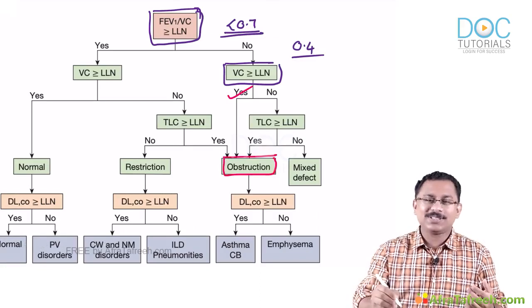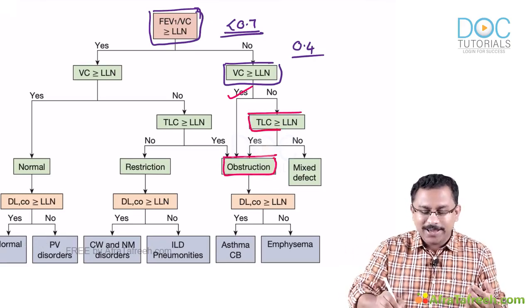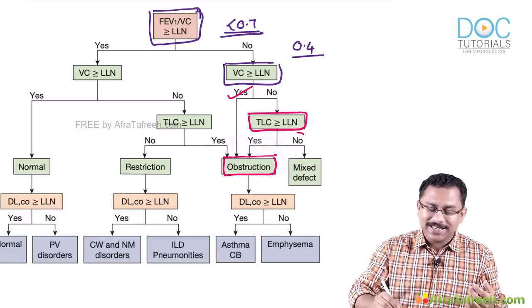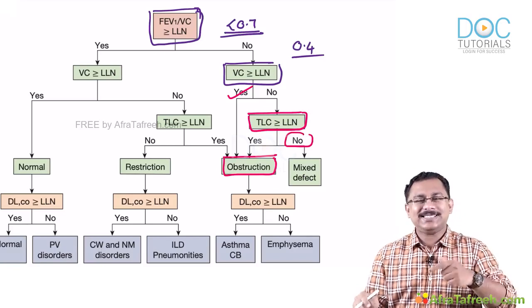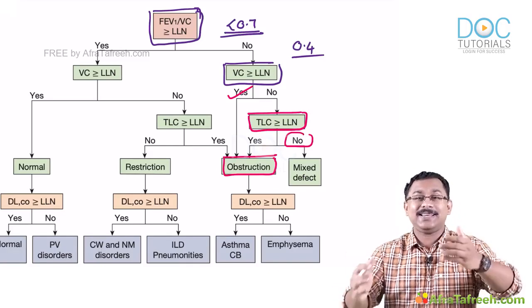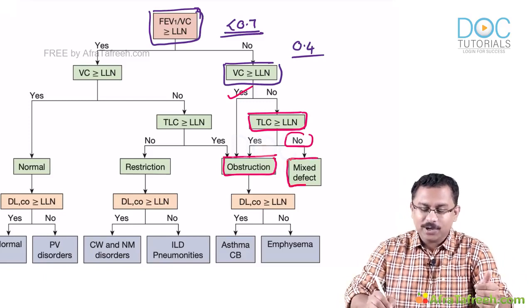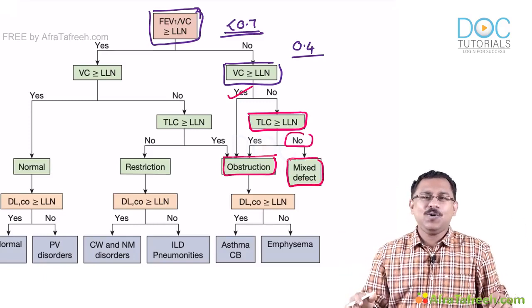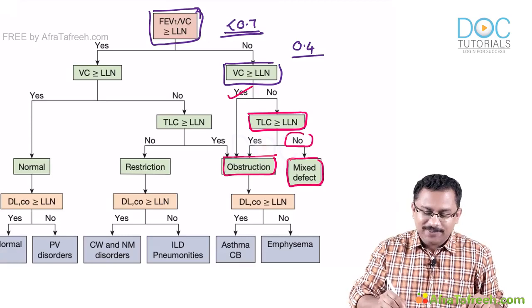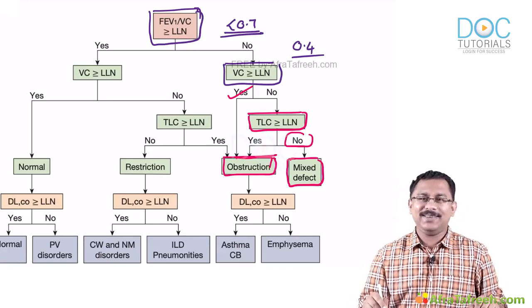Suppose it is not above the lower limit of normal. In such a scenario, you again go for the total lung capacity. Now, if the total lung capacity is reduced, remember, this is not going to be a pure obstructive lung disease, because in that scenario you are not going to get a reduced TLC. So that is a scenario where you are expecting a mixed defect, a restrictive plus an obstructive defect. And if the TLC is normal, you can again think of an obstructive lung disease.